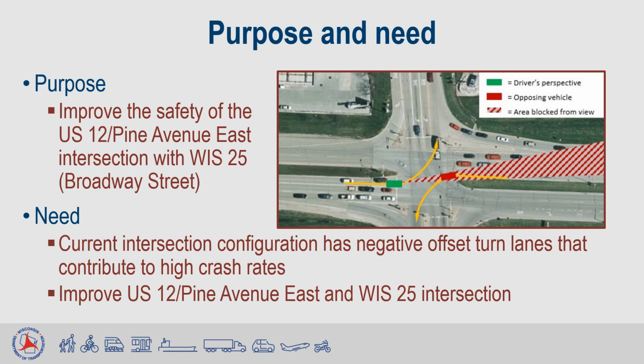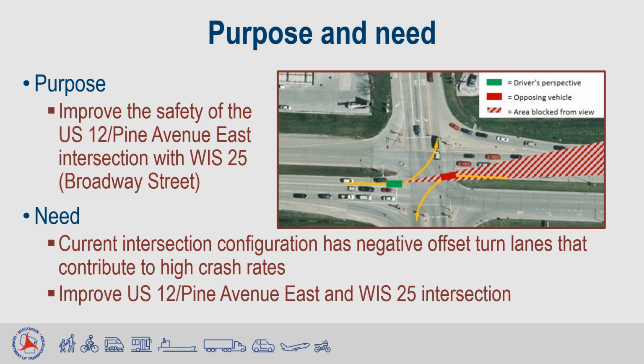The purpose of the project is to improve the safety of the US 12 and Pine Avenue East intersection with Wisconsin 25 in the city of Menomonie. The current intersection configuration has negative offset left turn lanes that contribute to a pattern of documented high crash rates. A negative offset creates a difficult situation for drivers to see gaps in traffic when making left turns.